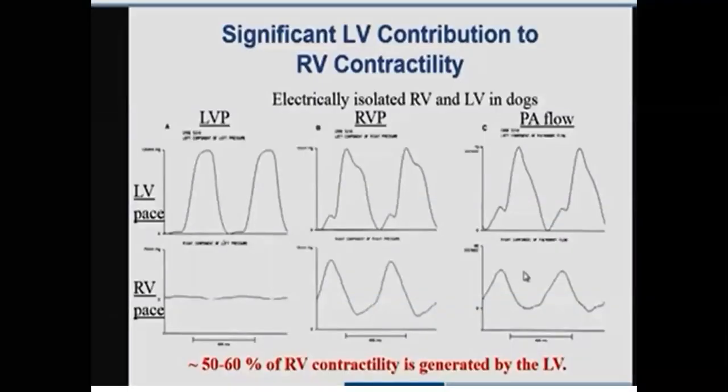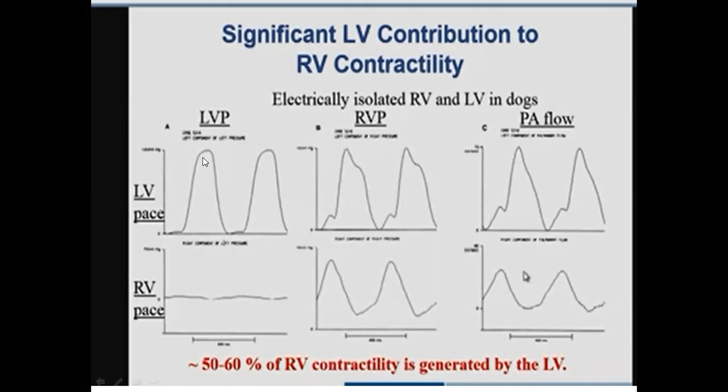So just to see the significance of the LV contribution to RV contractility, there was a study done many years ago to show that RV systolic function is driven majorly by LV contractions. So what they did was they electronically separated the RV and LV and paced these two ventricles separately, meaning there is no electrical transmission through the myocardial fibers from LV to RV and from RV to LV either.